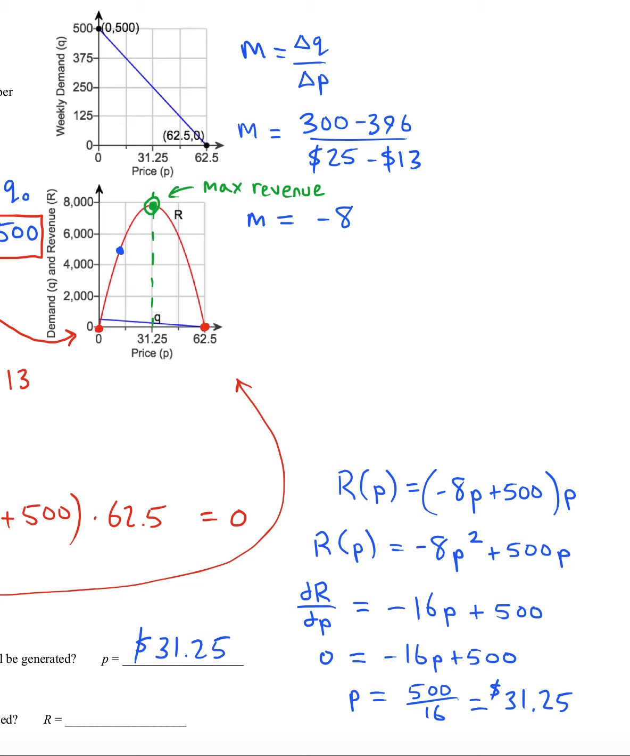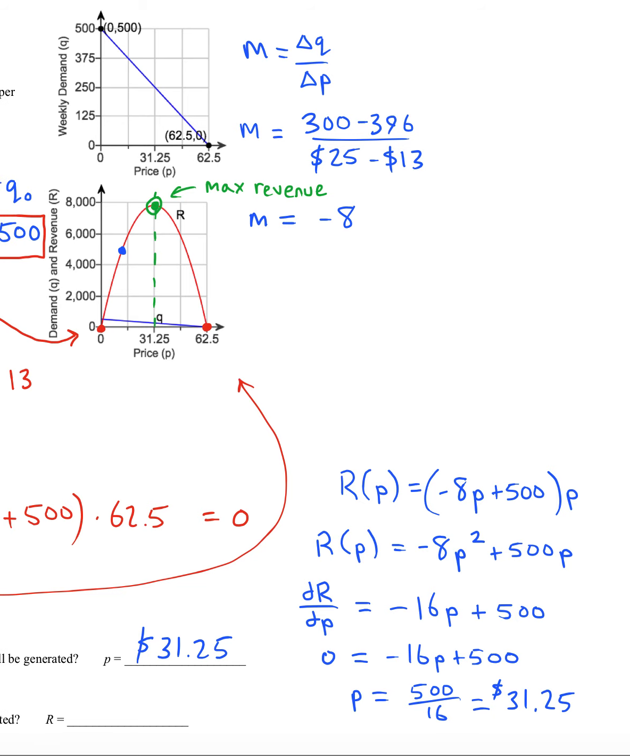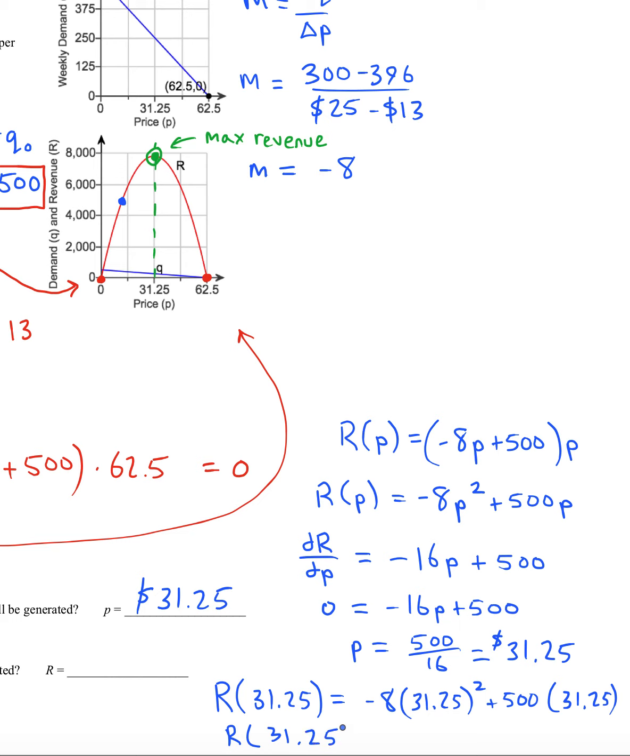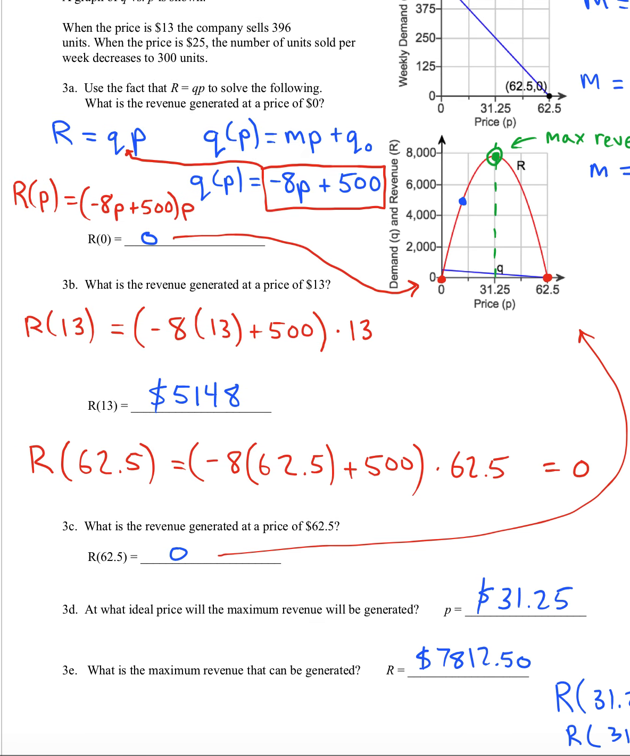But now it asks us, what is the maximum revenue that could be generated? Now we'll just want to plug into the revenue function, plug in the price that we got. $7,812.50. And now the problem is complete.